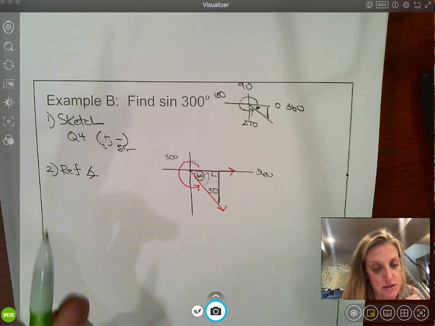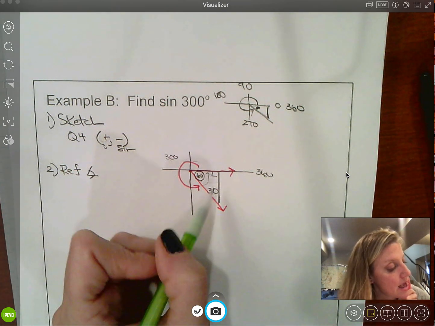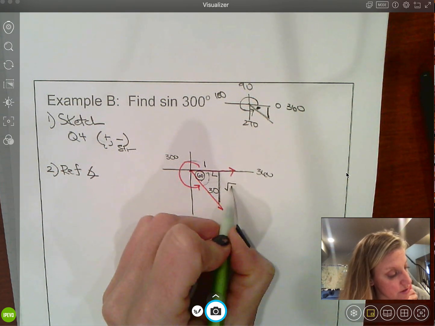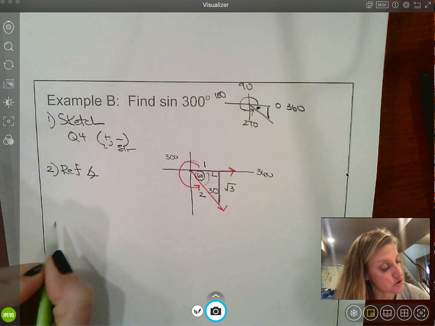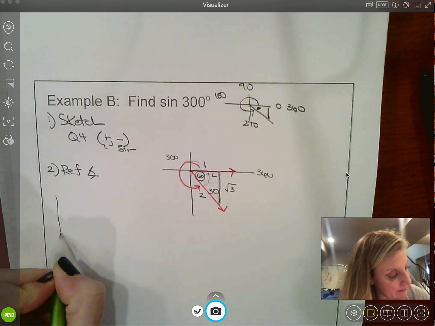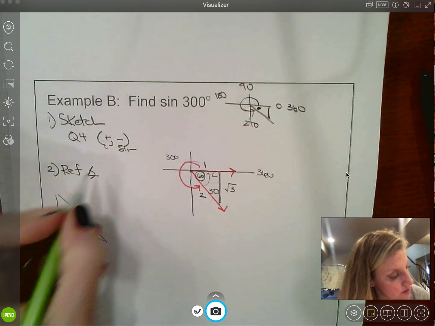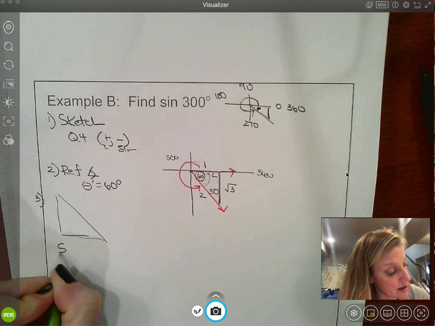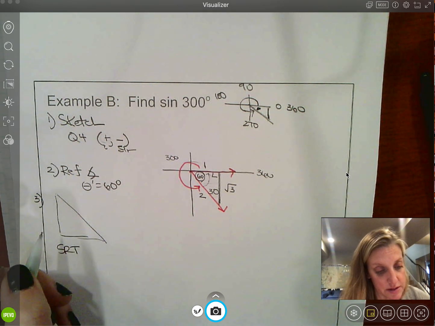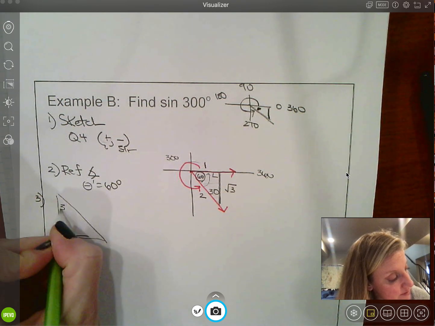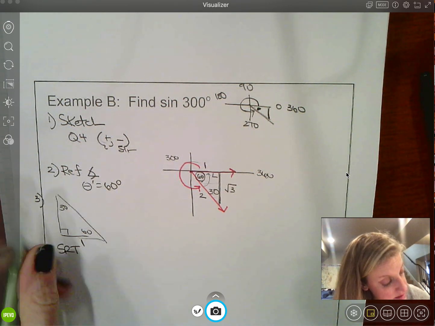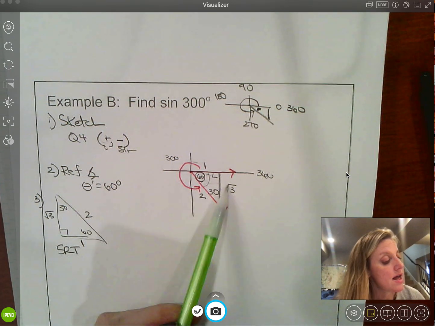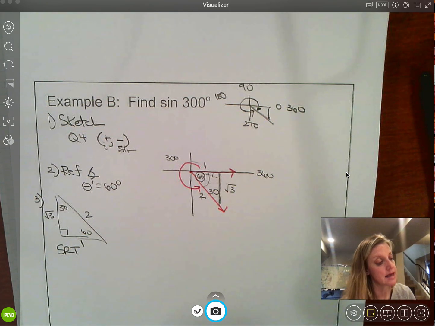All right, that's nice. So let's remember what's going on here. Opposite the 30 is 1. The side opposite the 60 is root 3, and the side opposite the 90 is 2. So the reference angle, backing up, was 60 degrees. Step 3 is we're working on the special right triangles. Remember, if you have a 30, 60, 90, opposite the 30 is 1, opposite the 60 is root 3, opposite the 90 is 2. That's what I put in here in the right spots.